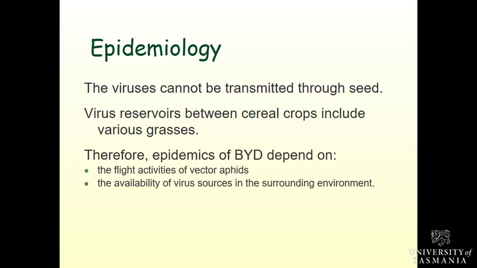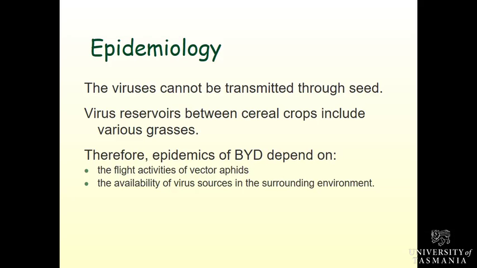And the virus reservoirs, where the virus sits, is in all of those grasses and other cereal crops in the environment. So you're planting a barley crop in Tasmania, you've probably got an awful lot of grasses, either ryegrass or other grass species that are carrying the virus and that are acting as reservoirs for aphids to pick up and then transmit into your crop.